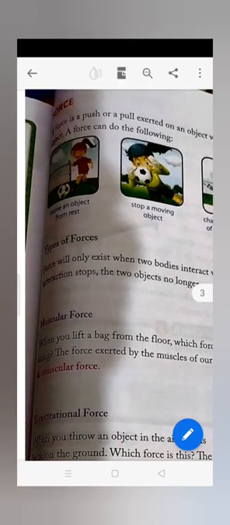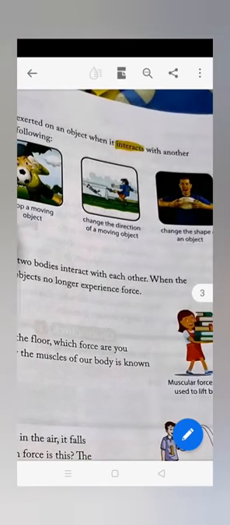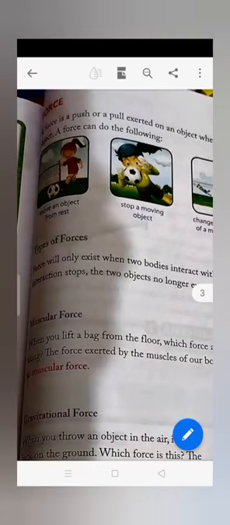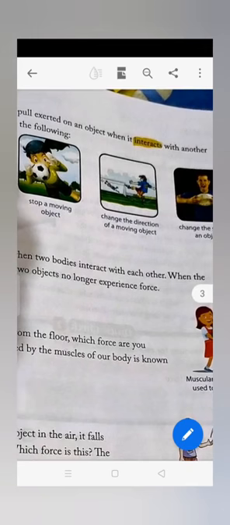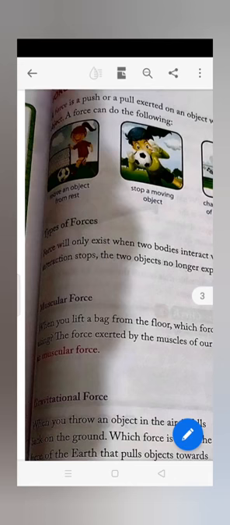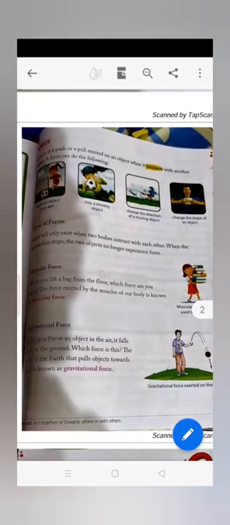Next, types of forces. Force will only exist when two bodies interact with each other. When the interaction stops, the two objects no longer experience force. So, force will only exist when two bodies interact with each other. If two bodies do not interact, then there will be no force. When the interaction stops, then two objects no longer experience any force.